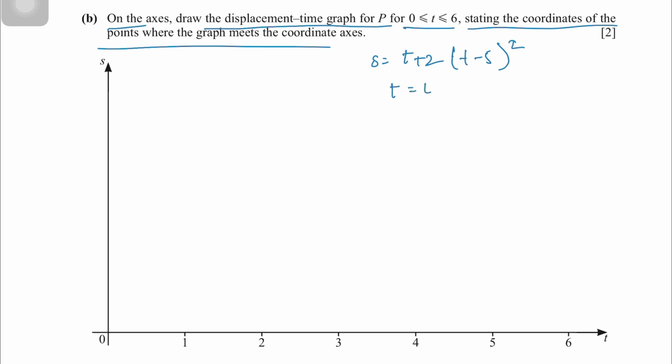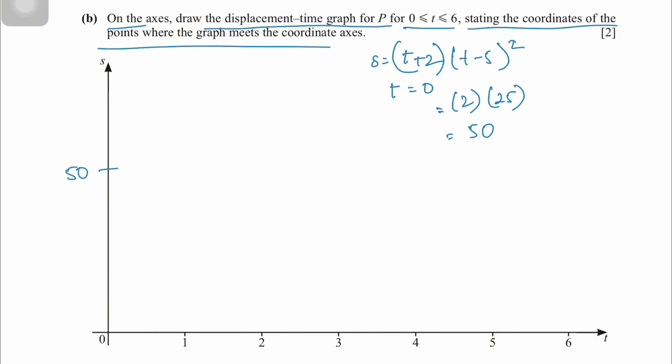We have to calculate for t equal to 0. So when t is equal to 0, this would be 2. And then minus 5 whole squared, this would be 25. And then this would be 50. So it will be starting from 50. Let's take a rough guess. So this would be 50. Right?